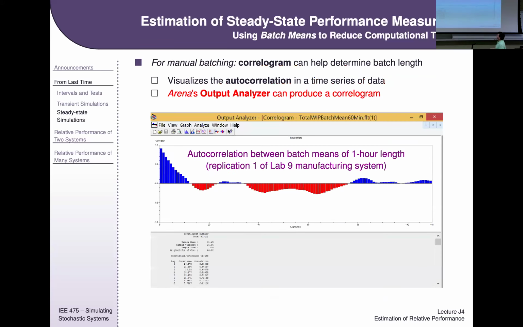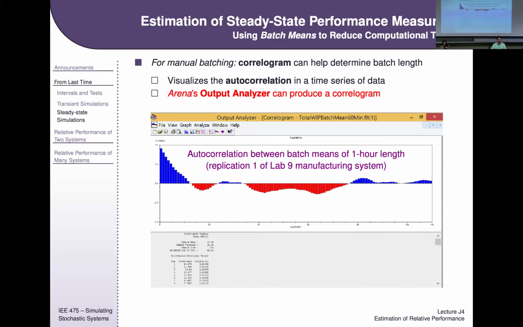Okay, so how does Arena do that behind the scenes? The Output Analyzer actually provides you a window into the tools that Arena is using behind the scenes to figure out how it comes up with these batches. In the Output Analyzer that you've used since Lab 9, there is a correlogram. So I took replication 1 of the Lab 9 manufacturing system and made a correlogram of, it looks like, work in progress.